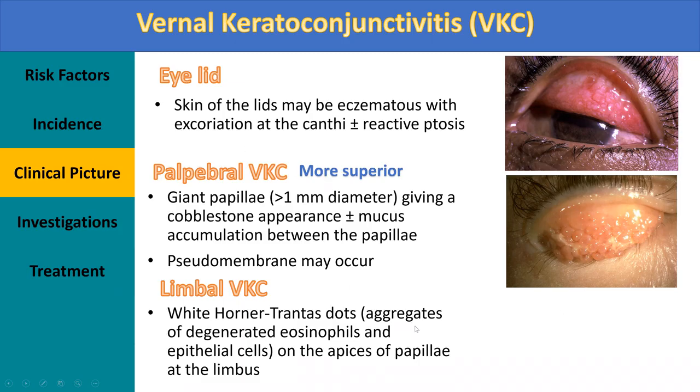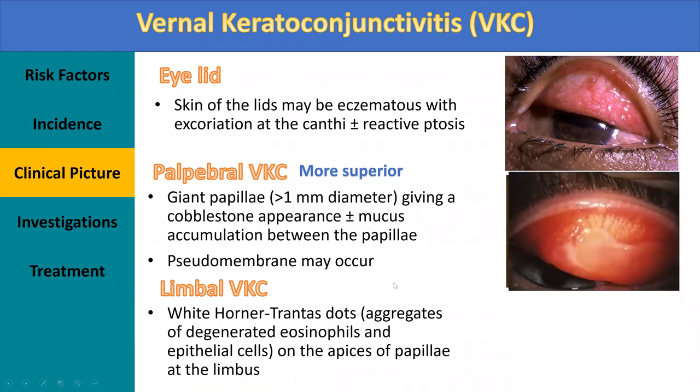Also, vernal keratoconjunctivitis is one of the diseases that can result in pseudomembranous formation, which can happen due to palpebral vernal keratoconjunctivitis. It is not a true membrane, as it can be separated easily from the palpebral conjunctiva.